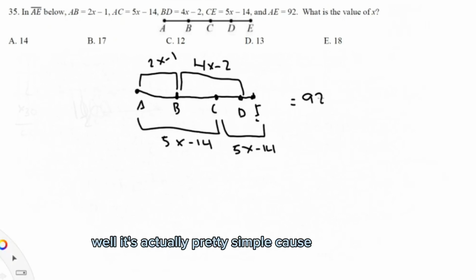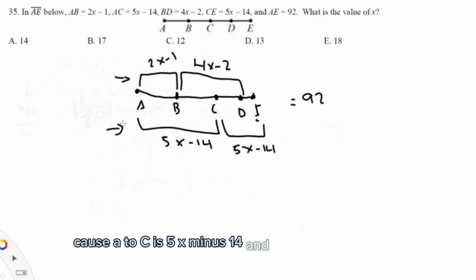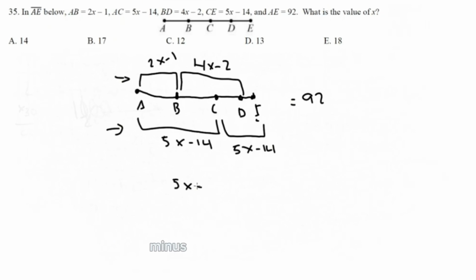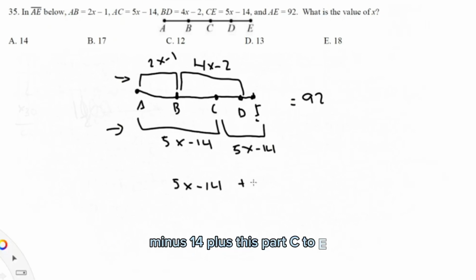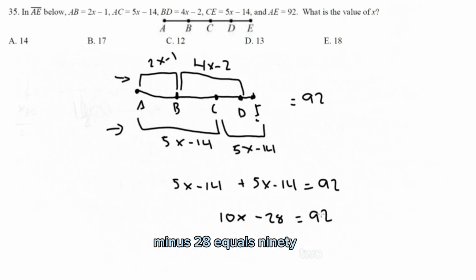Well, this is actually pretty simple, because we can see, even though on the top right here we don't have the full length of the number line, we have it on the bottom right here. Because A to C is 5x minus 14 and C to E is 5x minus 14, meaning we're going from one end to the other end. So all we have to do is say that this part, A to C, which is 5x minus 14, plus this part, C to E, which is also 5x minus 14, equals 92. So when you combine the like terms, that's 10x minus 28 equals 92. So that becomes 10x is equal to 120, which means x equals 12, and that's your answer.